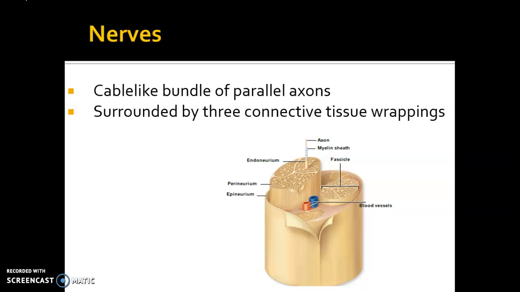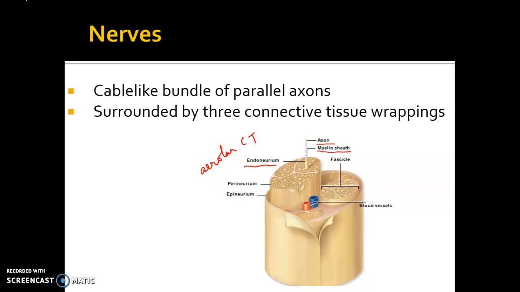Alright, looking into nerves, how do we define nerves? Group of axons outside the central nervous system. Remember, that's how nerves are defined. So nerves are cable-like bundles of parallel axons outside the central nervous system. They remain surrounded by three connective tissue wrappings. So right here on very top, you do see an axon, and the axon in this case has a myelin sheath. Covering the myelin sheath, you have an areolar connective tissue covering called endoneurium. This is areolar connective tissue.